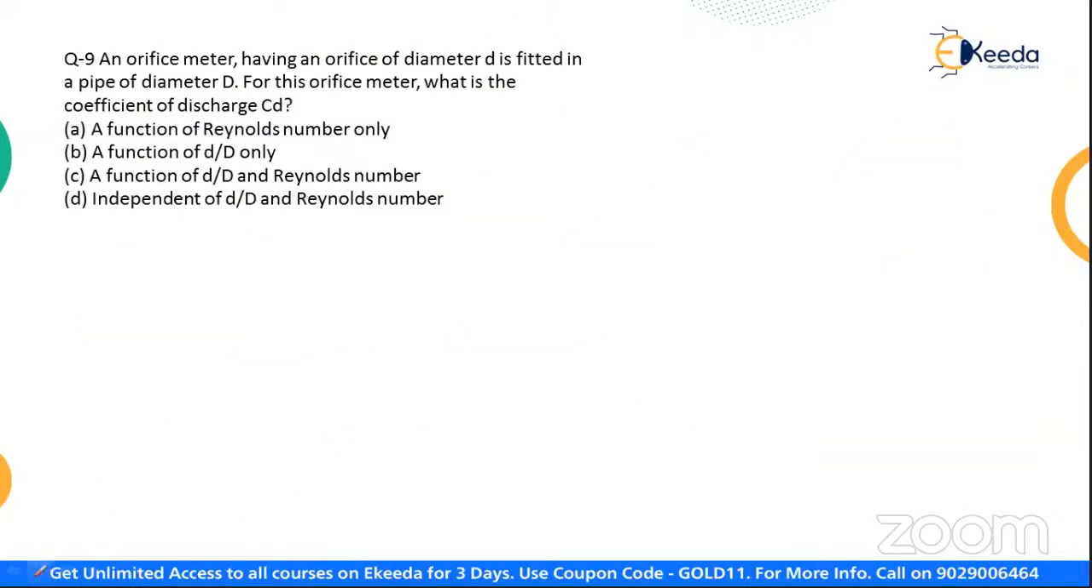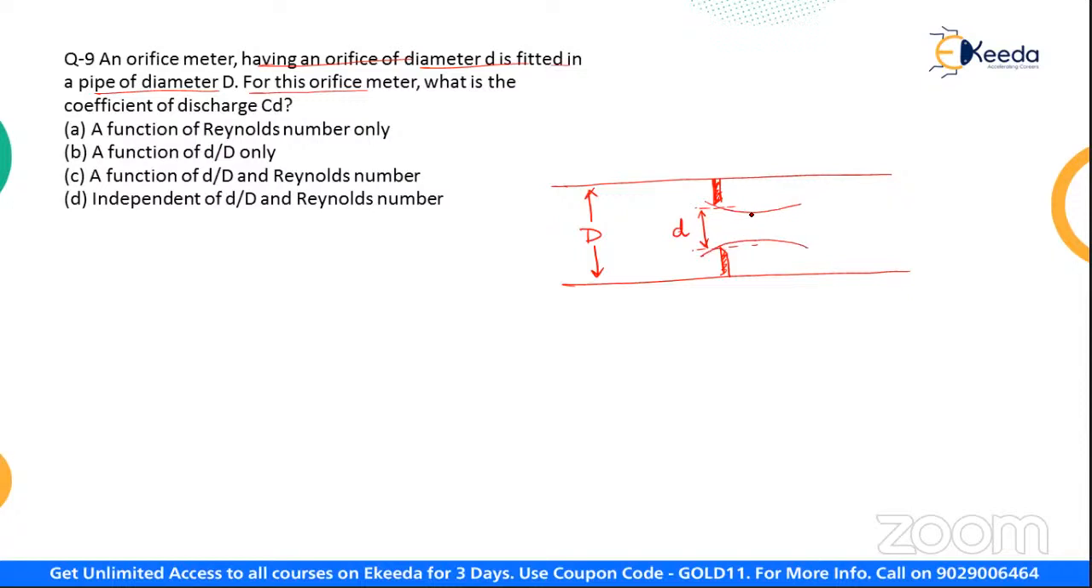Moving on to the next question, that is question number 9. An orifice meter having an orifice of diameter d is fitted in a pipe of diameter D. So this is a pipe of diameter D. When we fit the orifice, what is the actual phenomena here? This is the orifice which is provided here. So this diameter of the orifice is being given to us as small d. Now, because of the flow here, this flow will be in this manner. And this minimum diameter that will be obtained is the vena contracta, having the smallest diameter in the cross section.